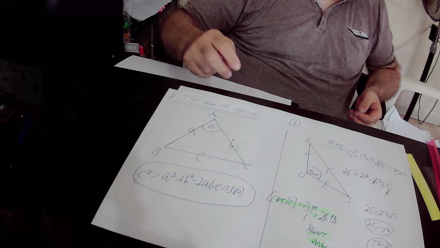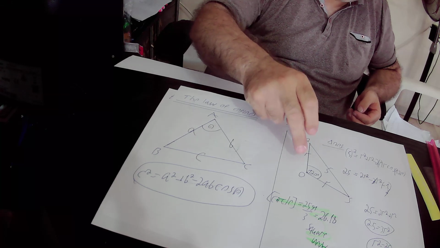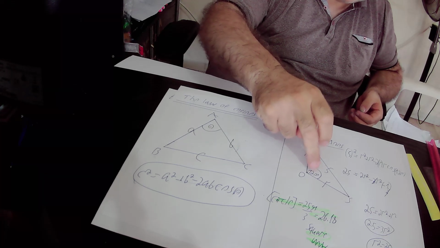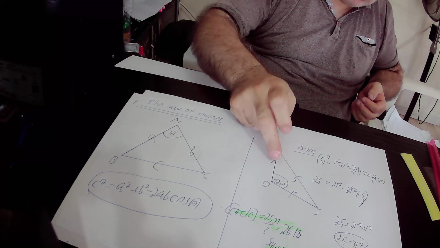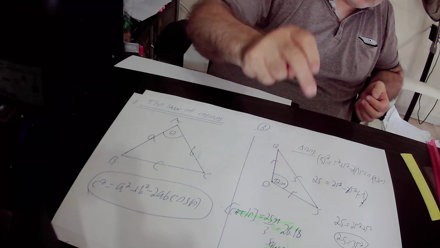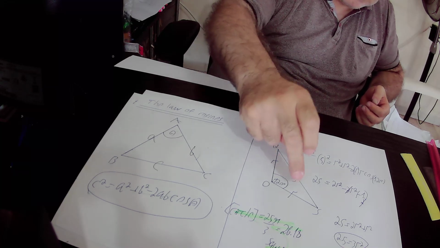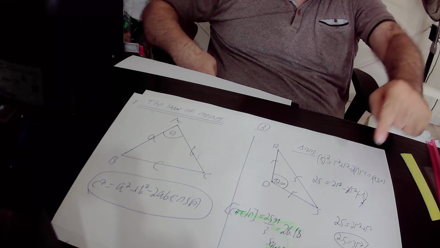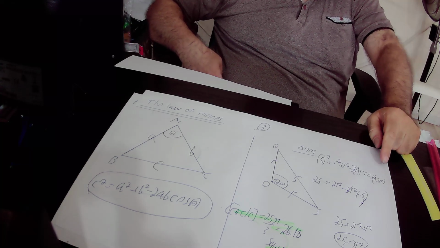Okay, then we implemented the law of cosines in triangle QOS. QO equals R, OS equals R, QS equals 5, and angle QOS equals 120 degrees. So according to the law of cosines, 5 squared equals R squared plus R squared minus 2 times R times R times cosine 120 degrees. 5 squared is 25, R squared plus R squared is 2R squared, minus 2R times R is minus 2R squared, times cosine 120 degrees.